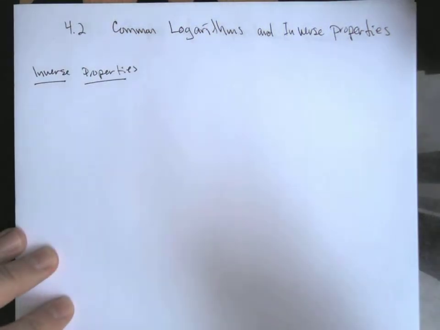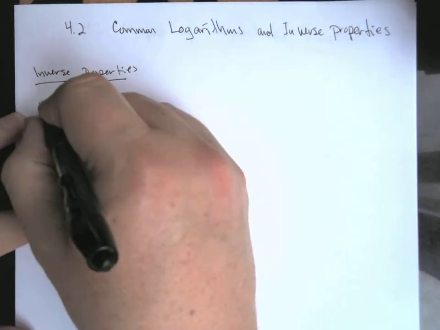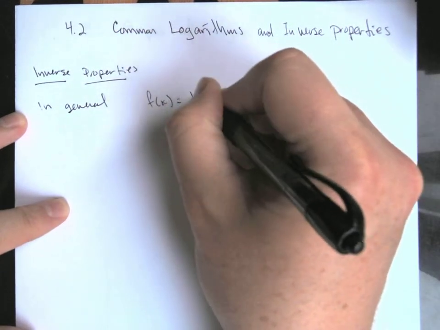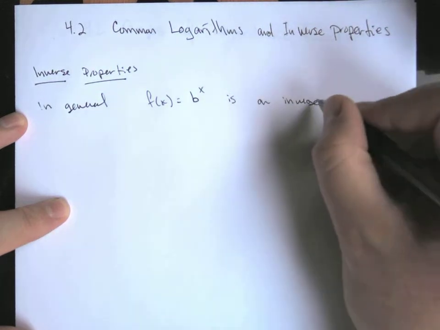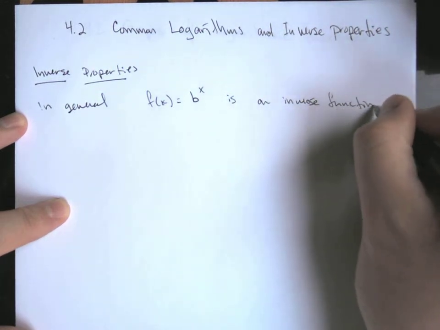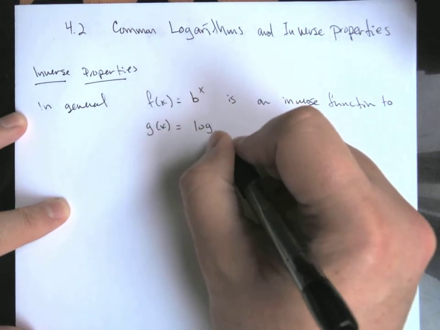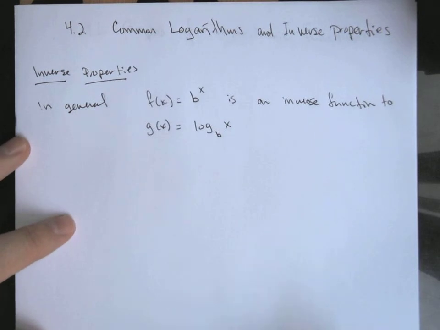Inverse means reverse, and so it's in some sense a little bit of an undoing. This is part of the relationship between logarithms and exponential functions. So in general, we would say that f of x equals b to the x is an inverse function to g of x, which would look like the log base b of x. These two functions are essentially doing opposite things relative to each other.